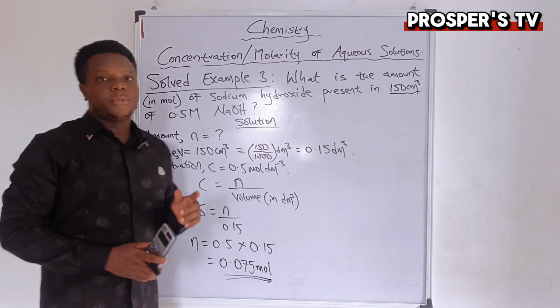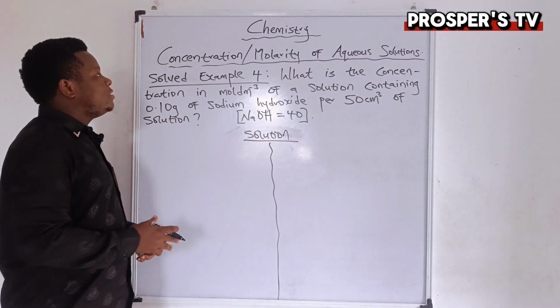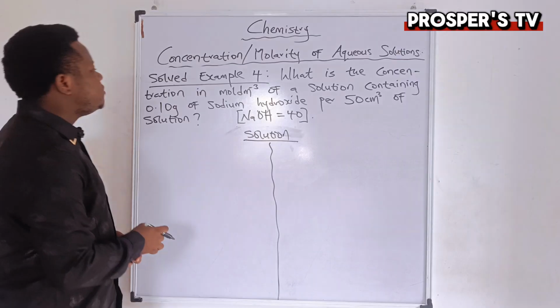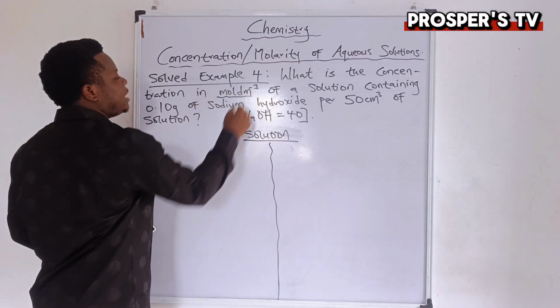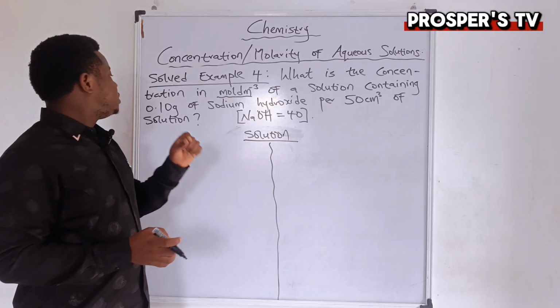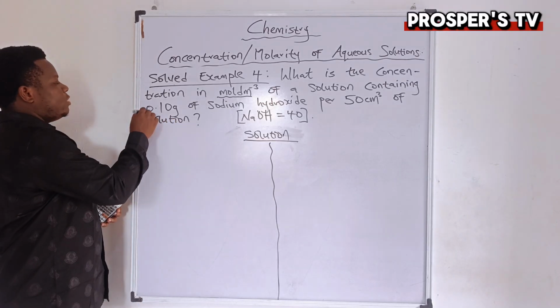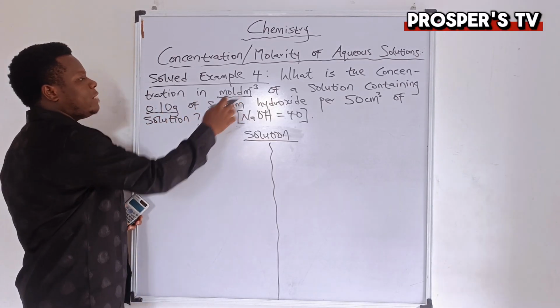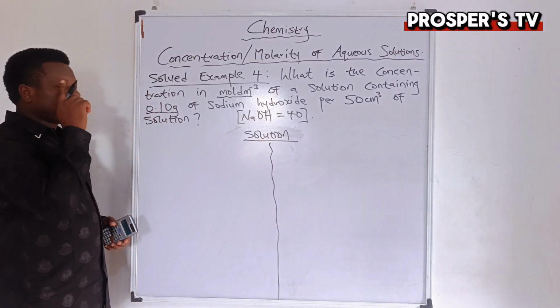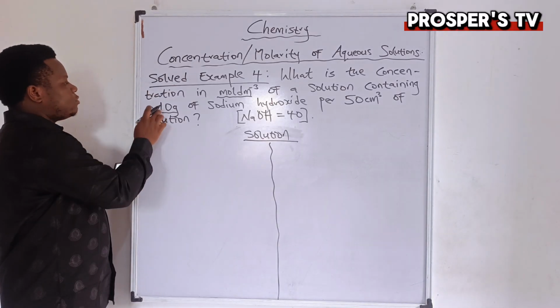We'll move on to example 4. Okay, now let's look at the fourth example. The question is, what is the concentration in mol/dm³? Take note, we are being asked the molar concentration. What is the concentration in mol/dm³ of a solution containing 0.1 grams of sodium hydroxide per 50 cm³ of solution?